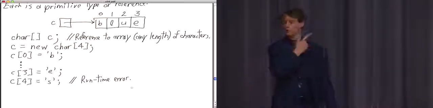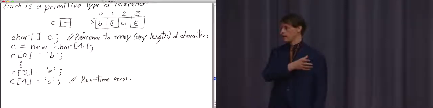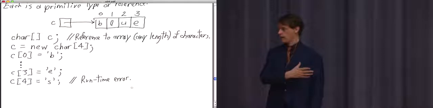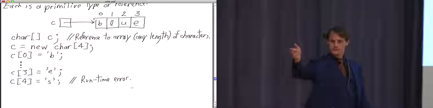So arrays, you can't change their size. Once you allocate an array, it's that size forever. If you later discover that it's too small and you need a bigger array, you need to allocate a new array, copy all the stuff from the old array to the new array, and get rid of the old array.